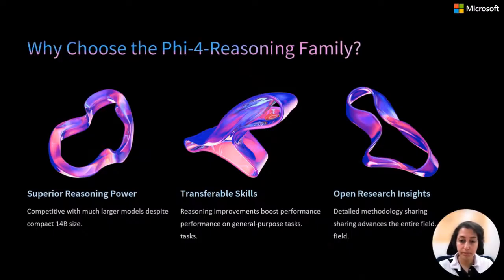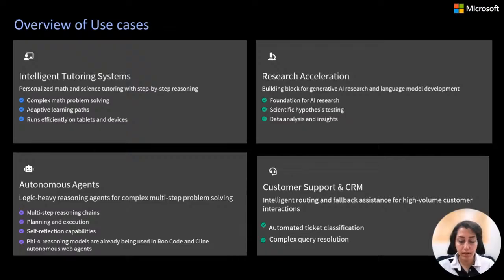And in terms of use cases that we envision for FIFO reasoning plus and FIFO reasoning, it includes intelligent tutoring systems that require a personalized math and science tutor with step-by-step reasoning to solve complex problems, show adaptive learning paths, and also run efficiently on tablets and devices. And also scenarios that require autonomous agents that can handle logic-heavy reasoning for complex multi-step problem solving. And this includes planning and execution, self-reflection capabilities, and in fact, our models are already being used in some of the open source autonomous web agent frameworks.